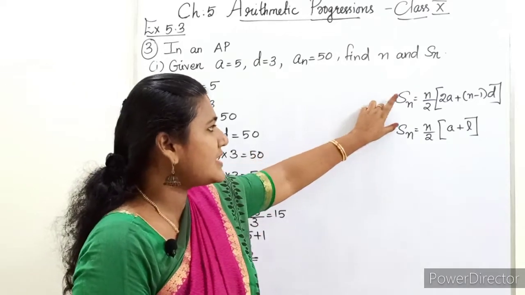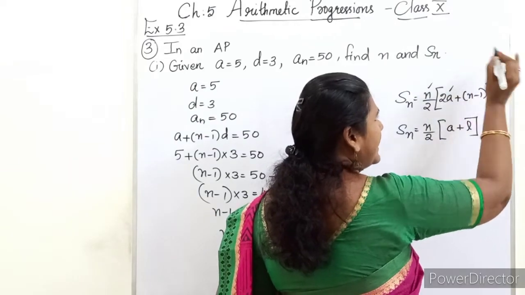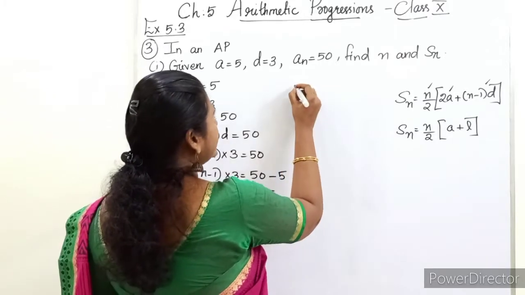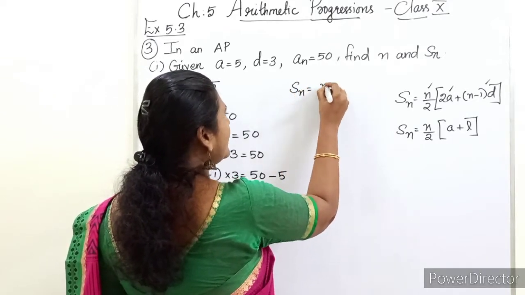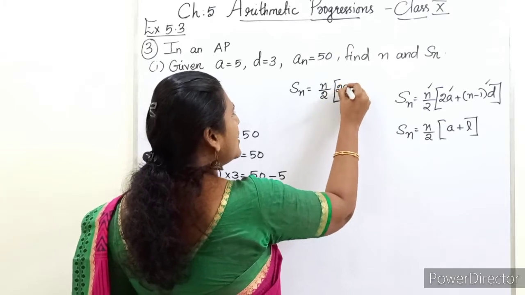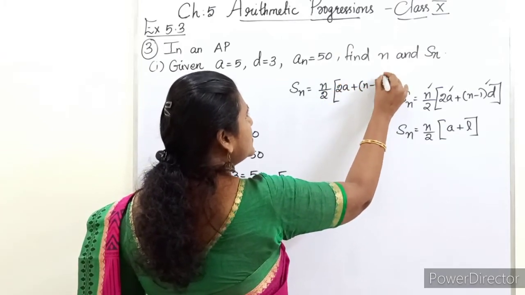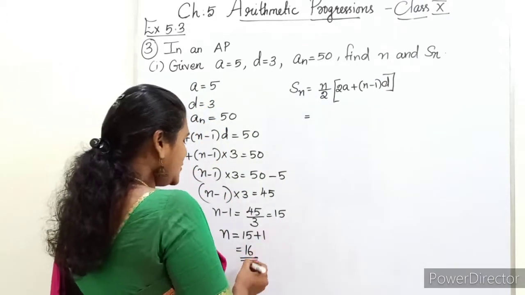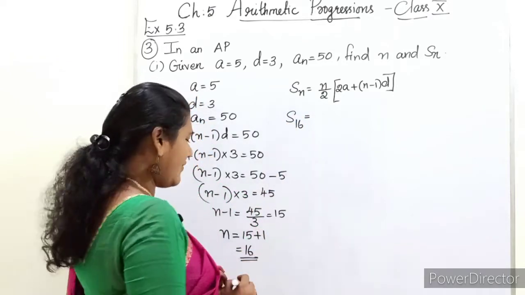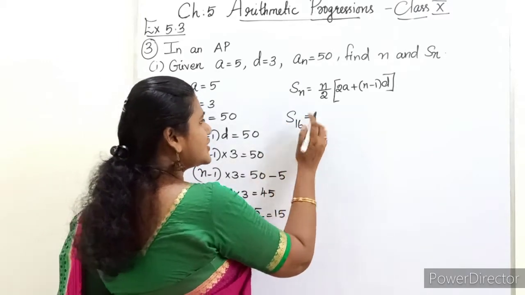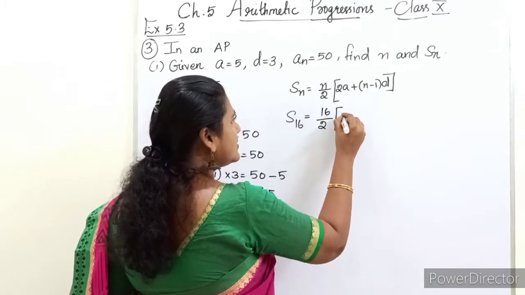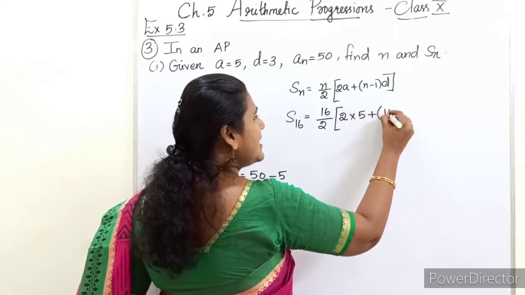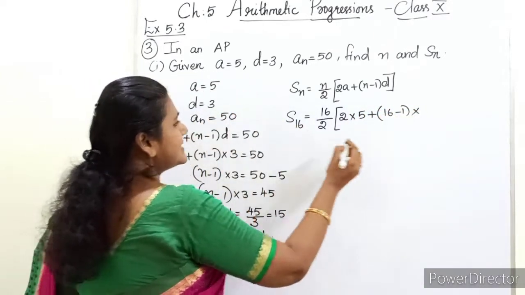Now in this formula, we have the value of N, A and D. So we can use the first formula for finding the sum of n terms. Sn is equal to N by 2 into 2A plus N minus 1 into D. Here we are going to substitute the values of N, A and D. So S16, the value of N is 16. So S16 is equal to 16 by 2 into 2 times 5, A value is 5, plus 16 minus 1 into the value of D, which is 3.